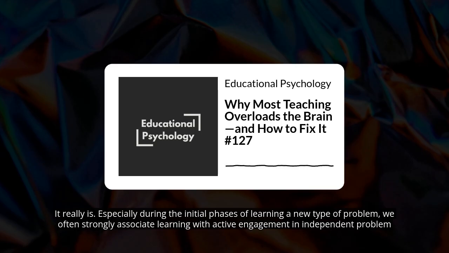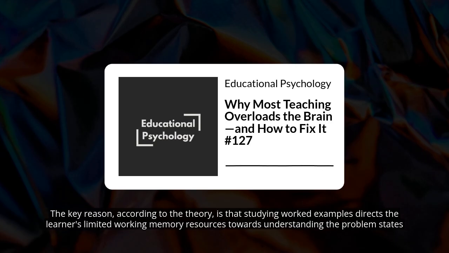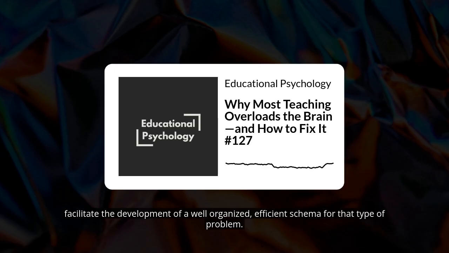We often strongly associate learning with active engagement in independent problem solving. Right. So why would simply looking at a solution be more effective than the active struggle of figuring it out? The key reason, according to the theory, is that studying worked examples directs the learner's limited working memory resources towards understanding the problem states and the correct sequence of solution steps. It lets you see how an expert approaches the problem, the rationale behind each step, the overall structure. This can significantly facilitate the development of a well-organized, efficient schema for that type of problem.